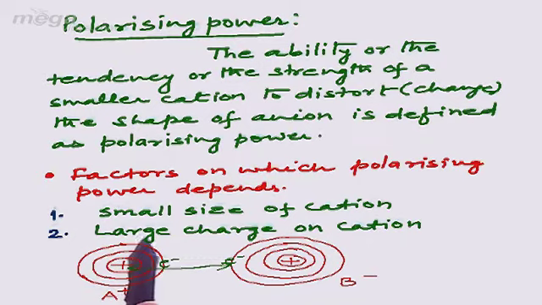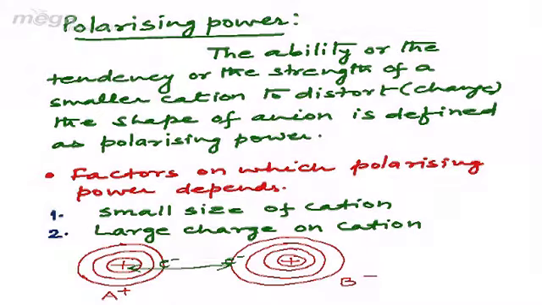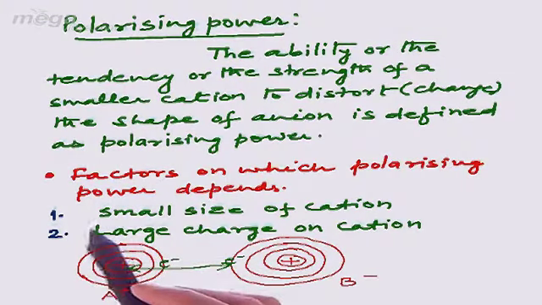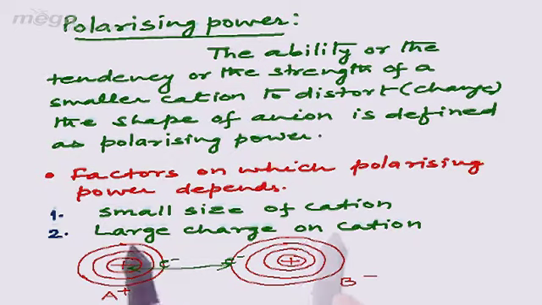Second point, we have written that larger charge on cation favors polarizing power of cation. Now student, cation means a species which has undergone the loss of electron. Large charge on cation means more loss of electron.